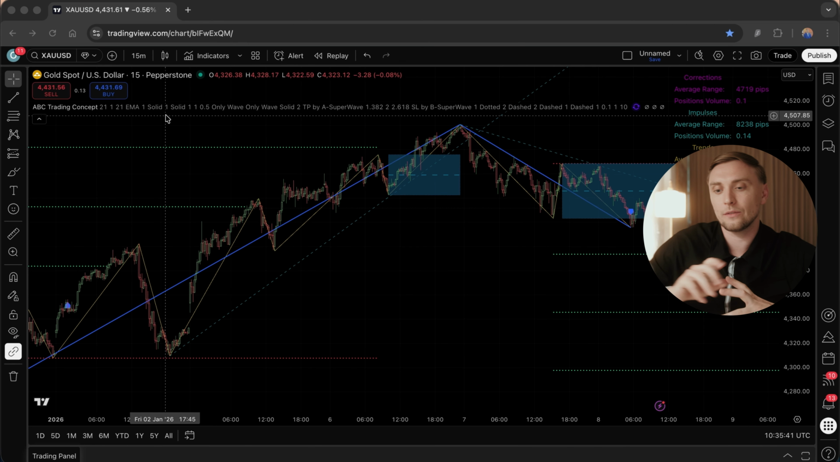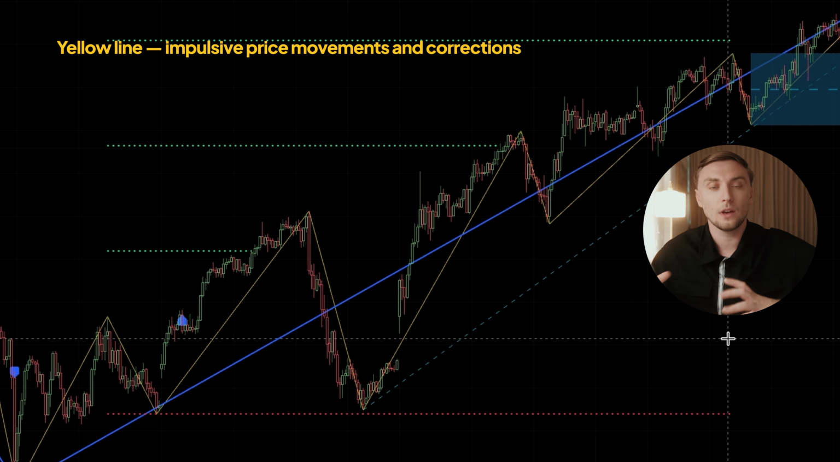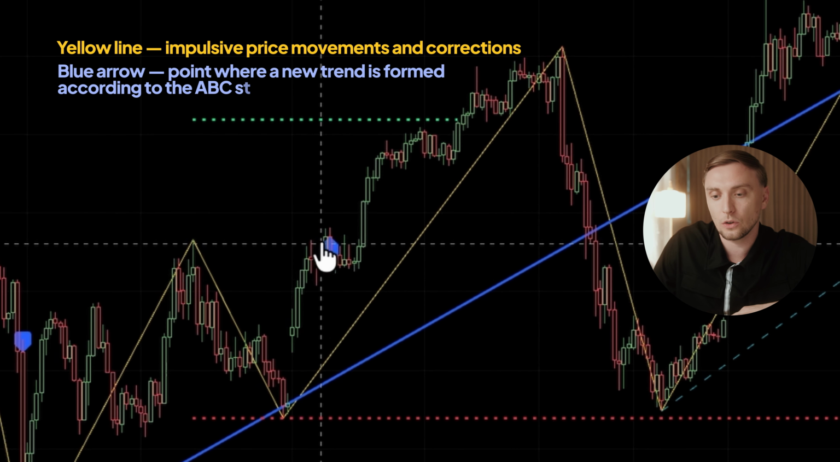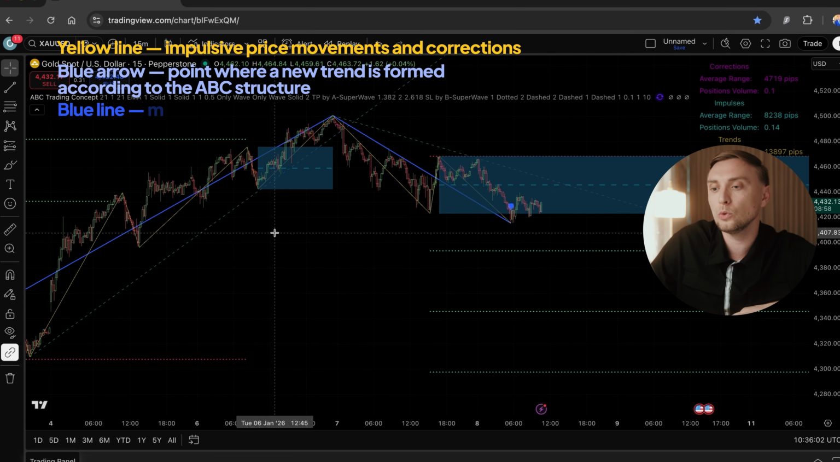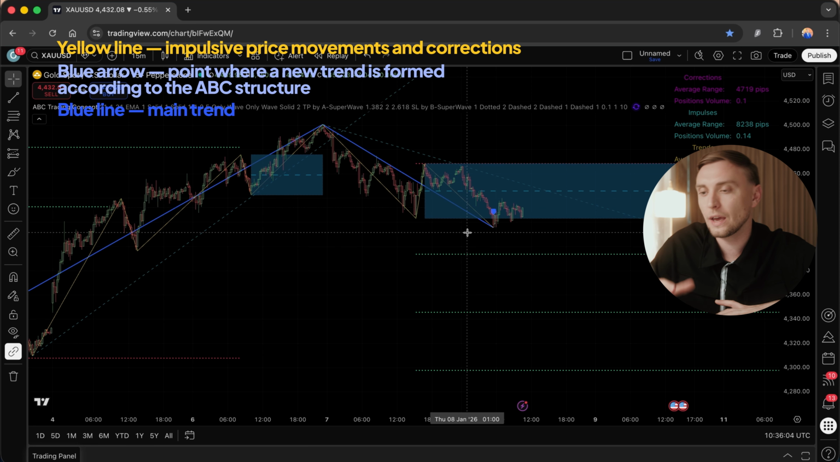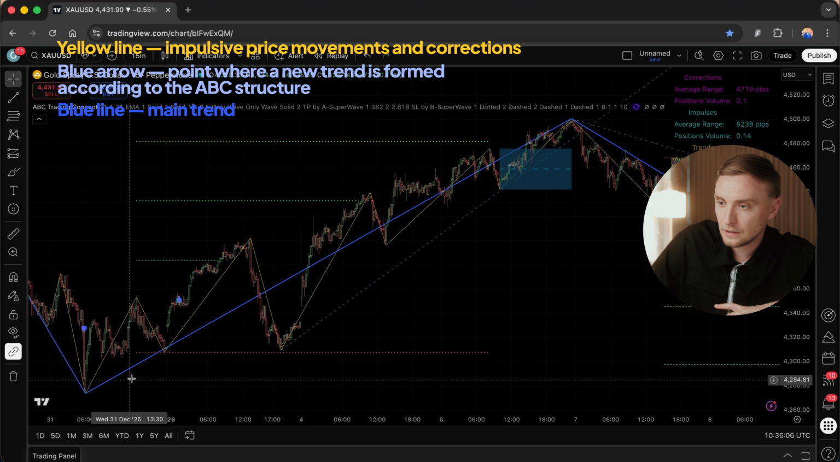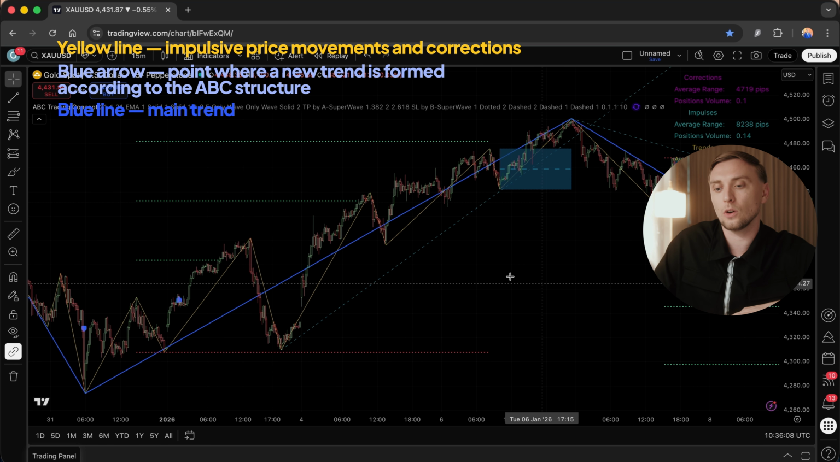First of all, pay attention to these yellow lines. These lines show you impulses and corrections. When we have the creation of our three-wave ABC pattern, the indicator will show you the beginning of the new trend, and it will draw this trend with these blue lines. As we can see right now, we have a trend down. Before, this long one was a trend going up.